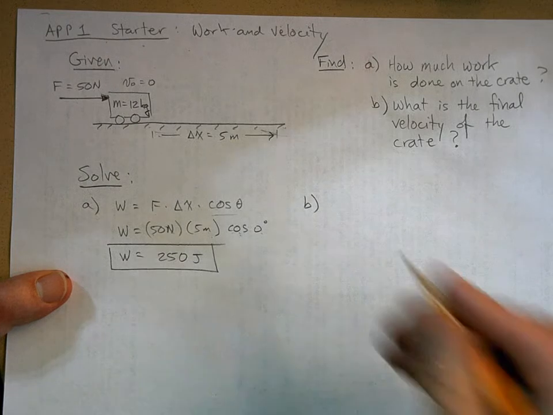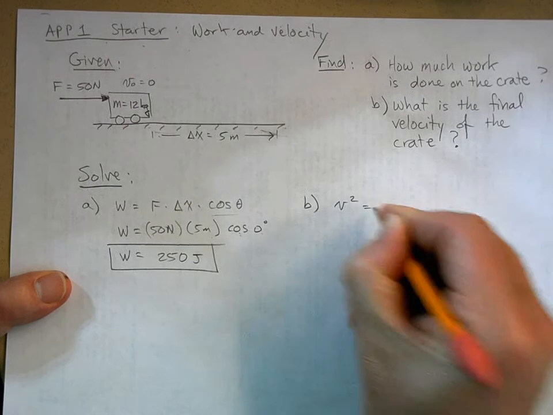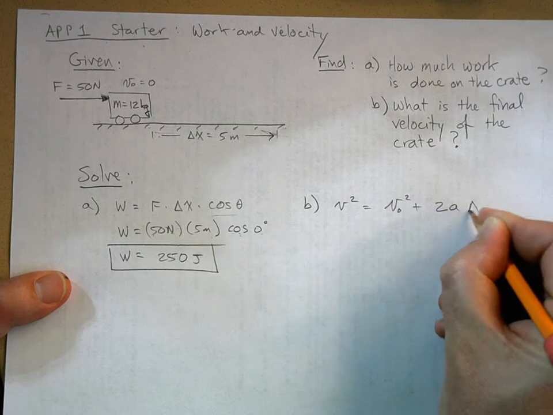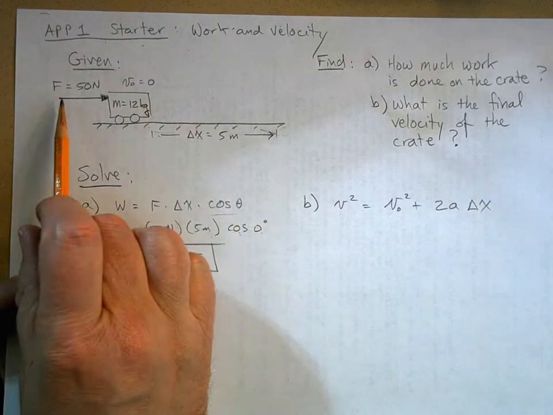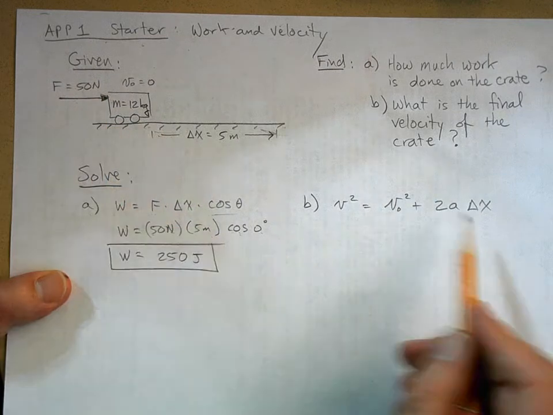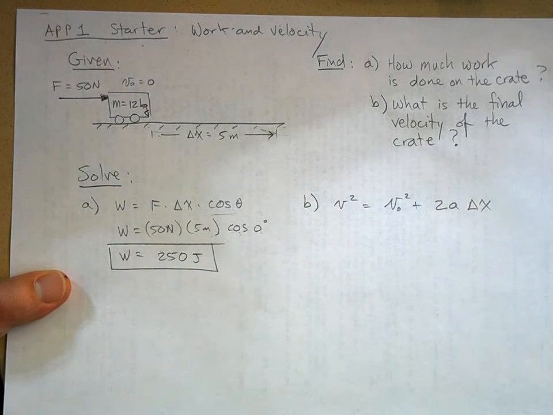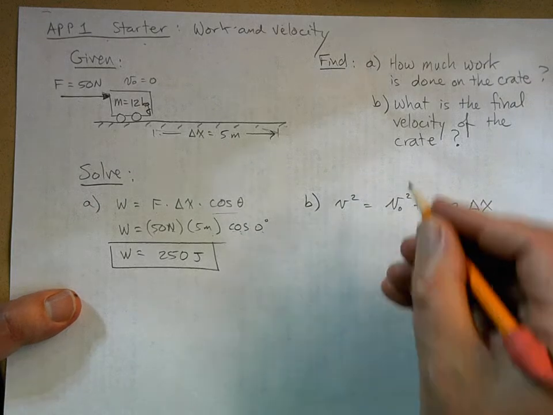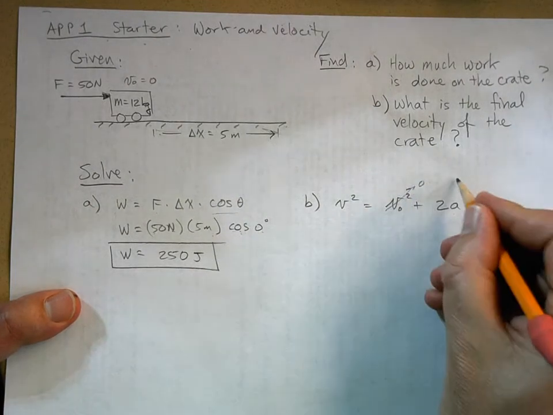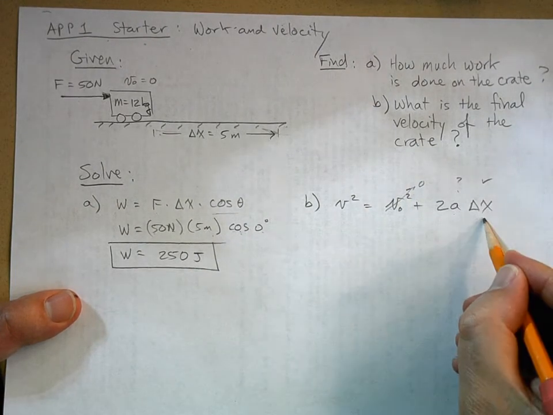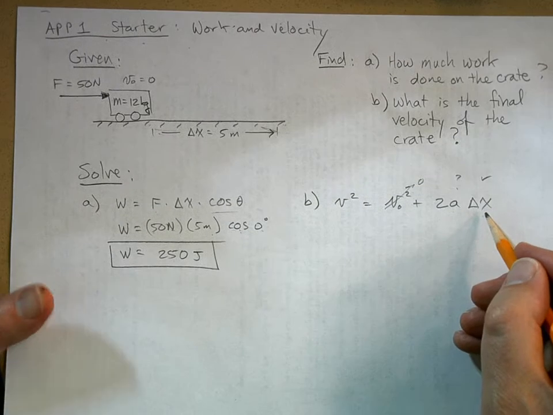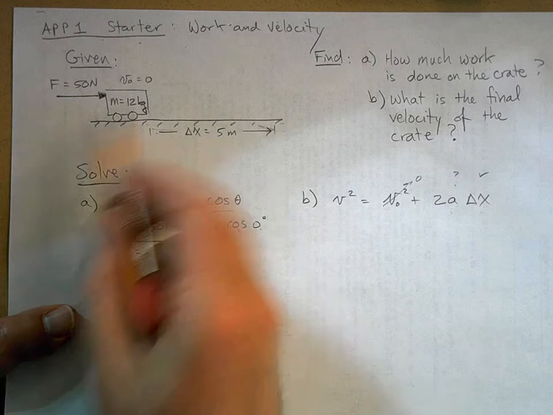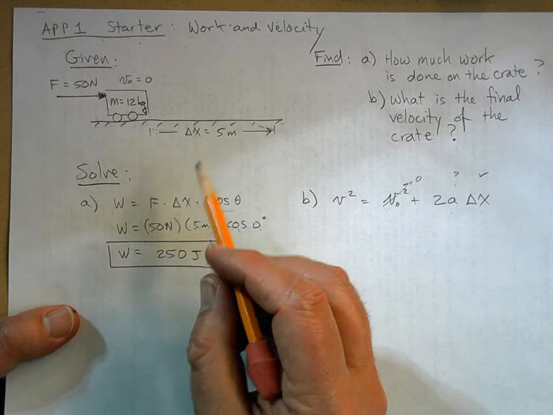So I'm going to start off with the equation v squared equals v naught squared plus 2a delta x. And I know this force is a constant force, so the acceleration will be constant, so I can use the kinematic equations. Well, what do I know? I know the initial velocity is 0. I don't know the acceleration, but I do know delta x. So what I need to do is figure out what the acceleration is. Well, I can use a procedure for it, but I'm going to take a little bit of a shortcut.